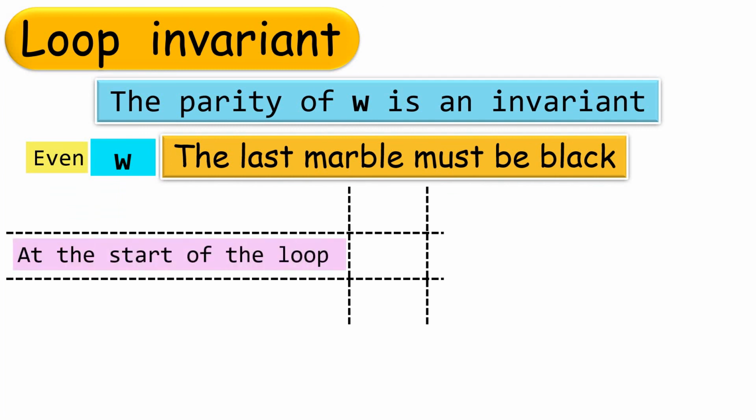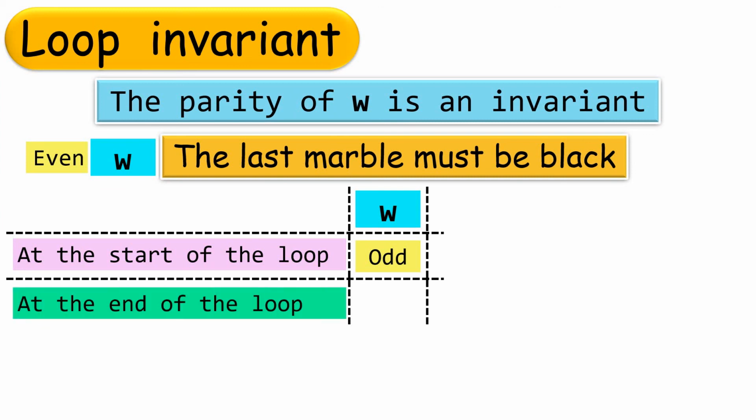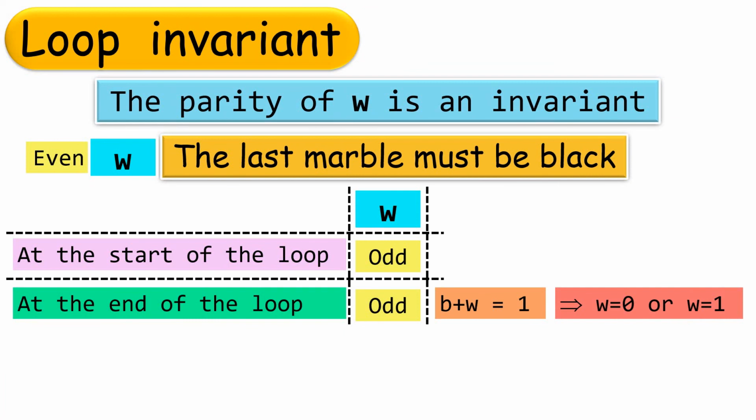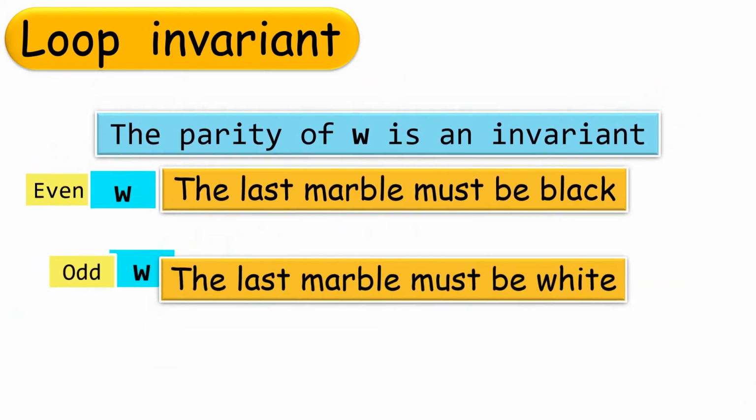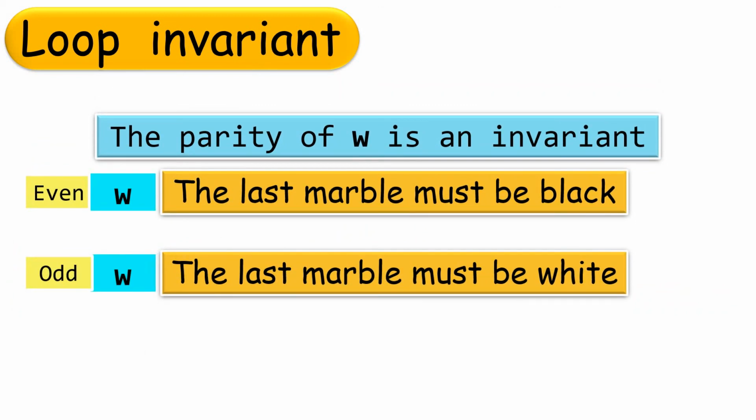If at the start of the loop there were odd number of white marbles, then by loop invariant, at the end of the loop also, there will be odd number of white marbles. And if there is only 1 marble left in the jar, that is B plus W is equal to 1, which implies W is 0 or W is 1. Since W is odd, W cannot be 0, W has to be 1. From this, we can conclude that the last marble must be white. So, if there are odd number of white marbles in the jar, the last marble must be white.